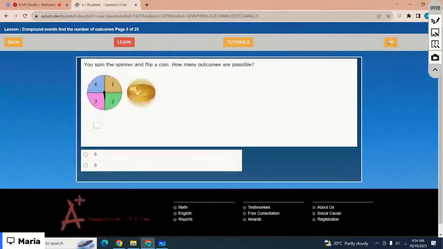Okay, you spin the spinner and flip a coin. How many outcomes are possible? Which is the correct option? 8. You have 4 outcomes for the spinner and 2 for the coin. So the total outcomes are 8. Very good.